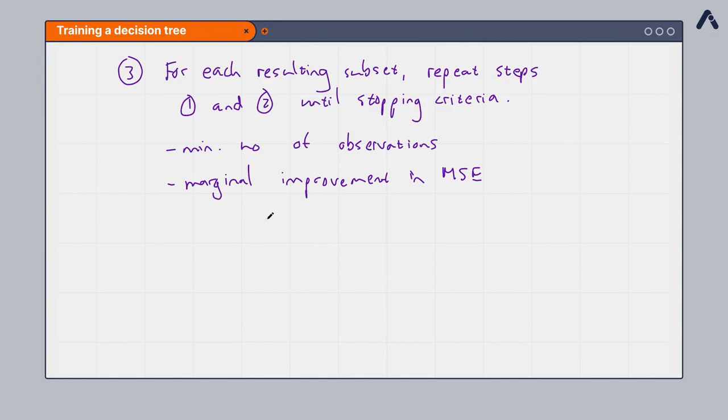So that's the training process, but does that always lead to an efficient model? And if not, how can we look to improve the generalizability of that model? The answer to this question is to use a process known as pruning, a concept we'll cover in the next video.